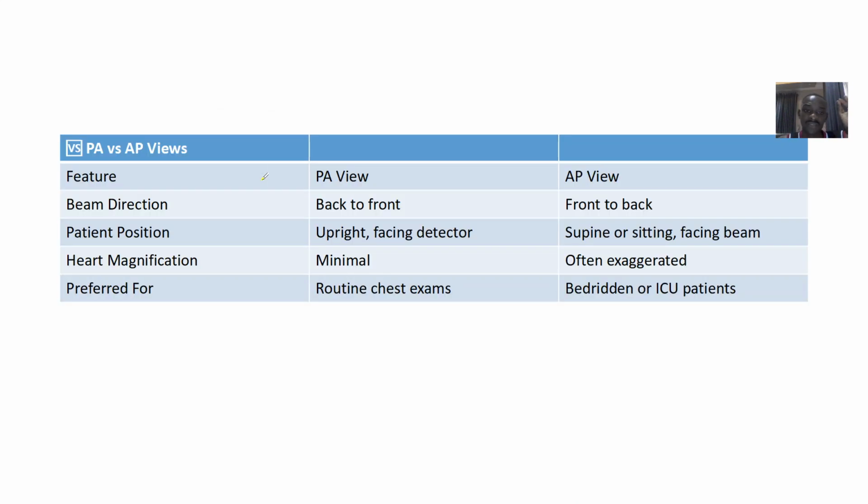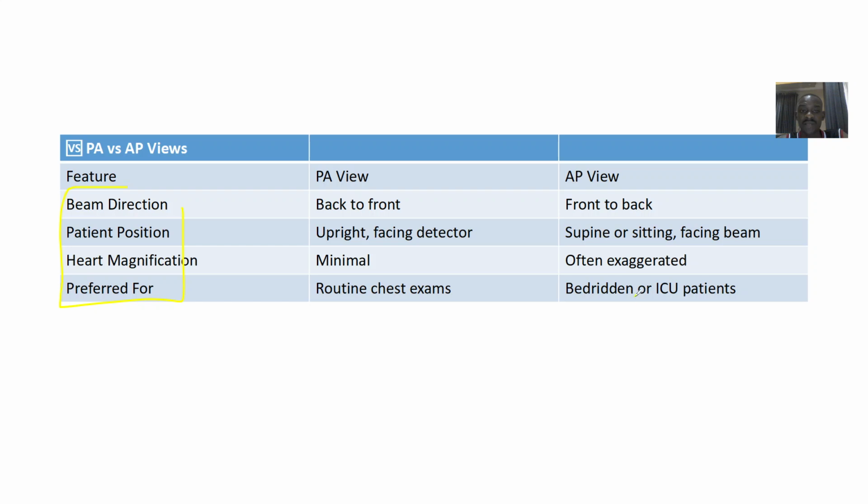So this is just trying to compare the two views based on these features, right? Beam direction: the posterior anterior view is back to front, while anterior posterior is what? Front to back. Patient position is upright, facing the detector, while this one could be supine or sitting, facing the beam. Heart magnification is minimal in the posterior anterior view, while the anterior posterior view exaggerates everything.